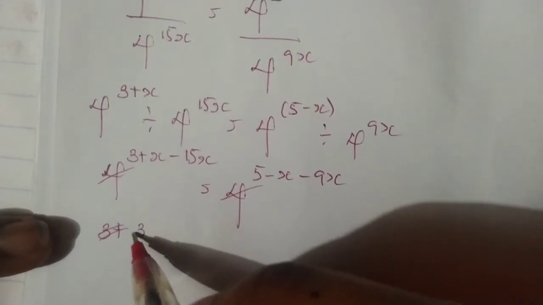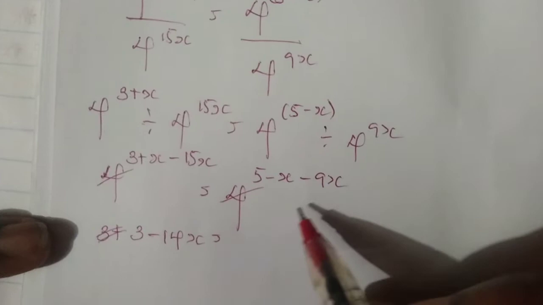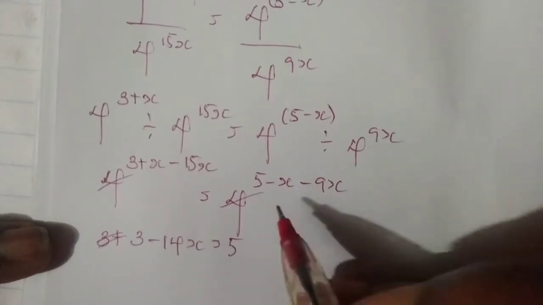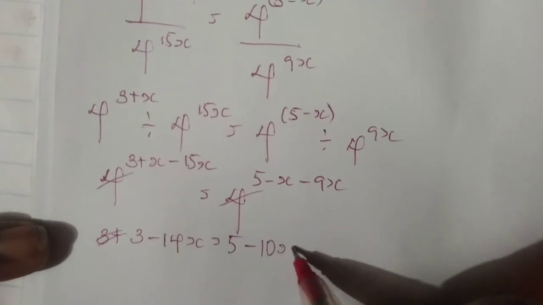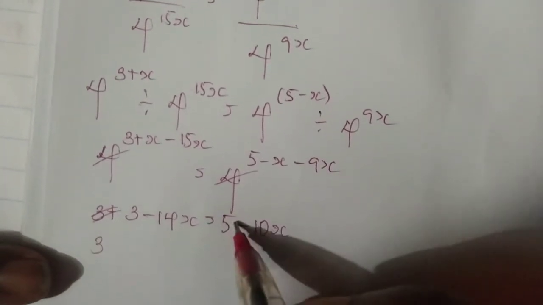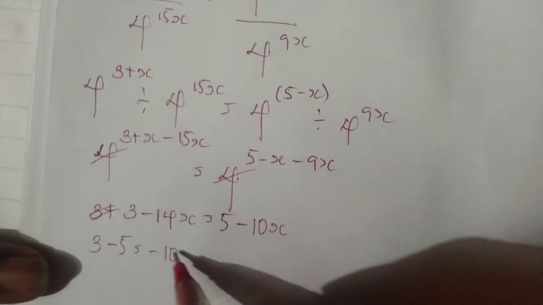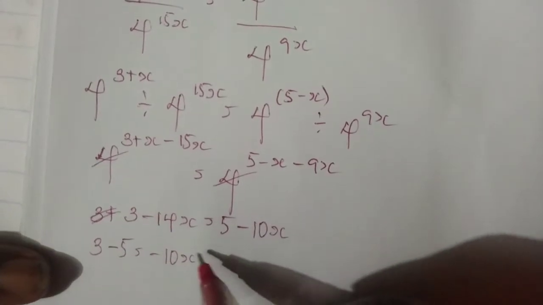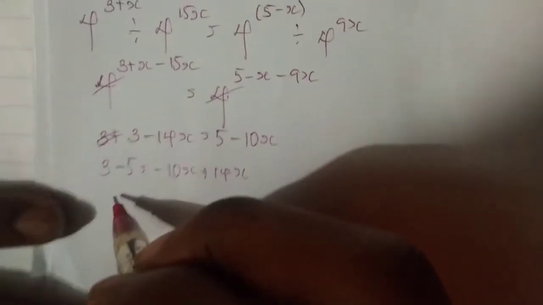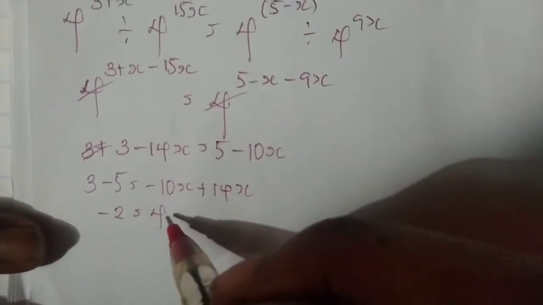So this 3 minus 14x is equal to 5 minus x minus 9x, that is minus 10x. So we collect like terms. This 5 can come over, becomes minus 5, equals minus 10x. This minus 14x can go over, becomes plus 14x. This becomes minus 2 equals 4x.